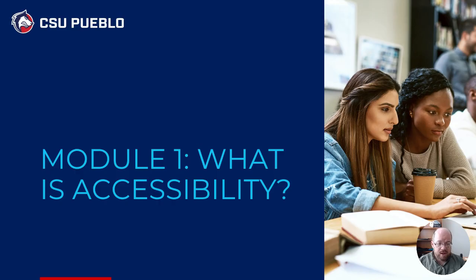We'll explore why accessibility matters, what it truly means, how to assess your materials, and the legal landscape that shapes our responsibilities, particularly here in Colorado. Let's begin by addressing the fundamental questions. What is accessibility and why does it matter?